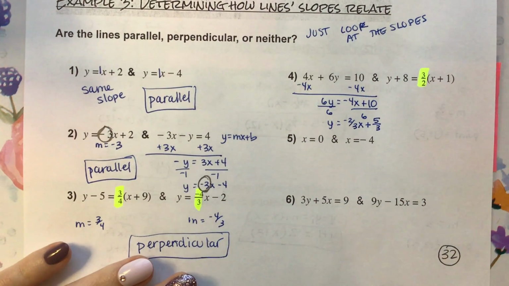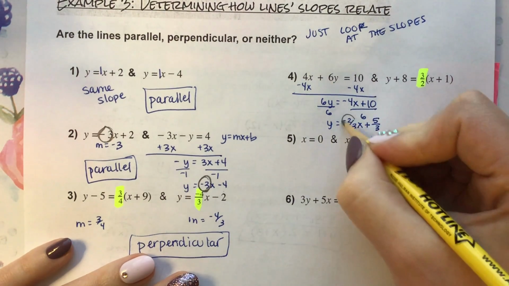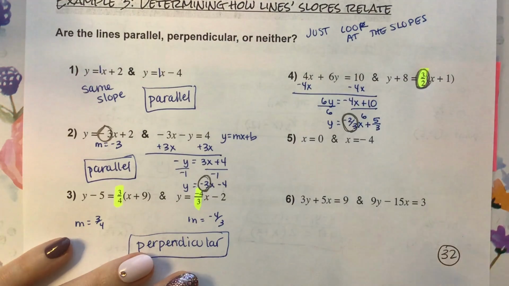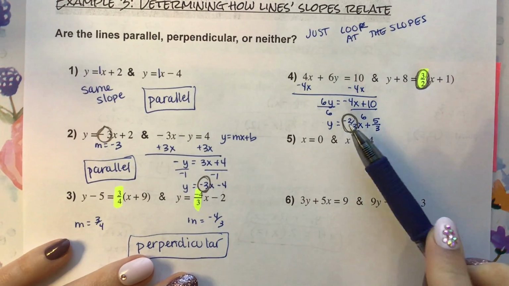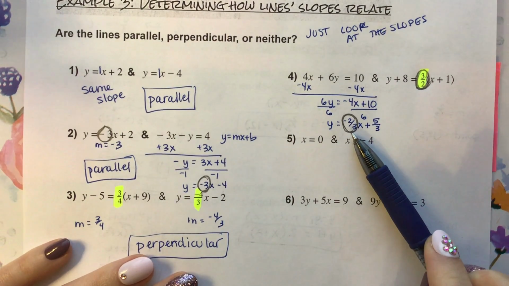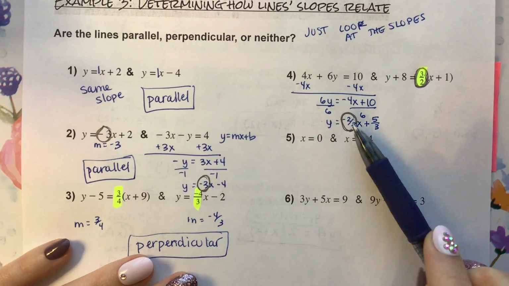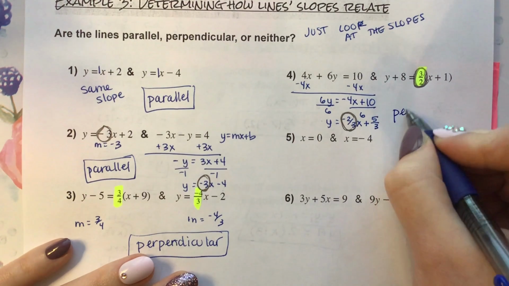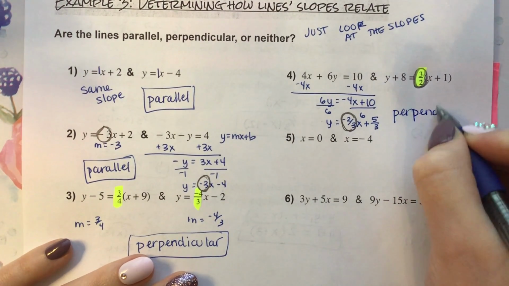Now, notice this negative 2/3 compared to this 3/2. Negative 2/3 flipped upside down is 3/2. And the negative became a positive. So they are opposite reciprocals, which means these guys are perpendicular.